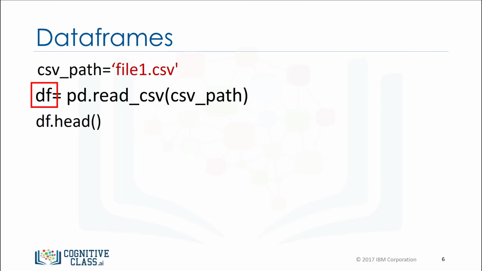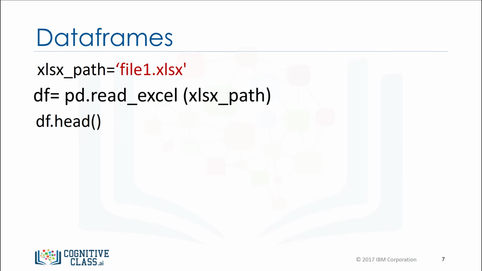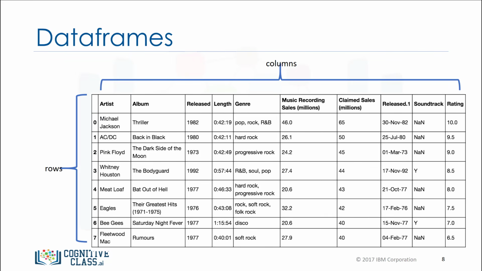Now that we have the data in a data frame, we can work with it. We can use the method head to examine the first 5 rows of a data frame. The process for loading an Excel file is similar. We use the path of the Excel file. The function reads Excel. The result is a data frame. A data frame is comprised of rows and columns.